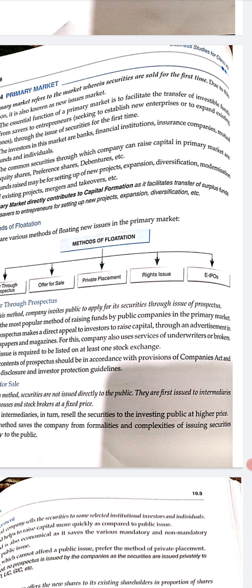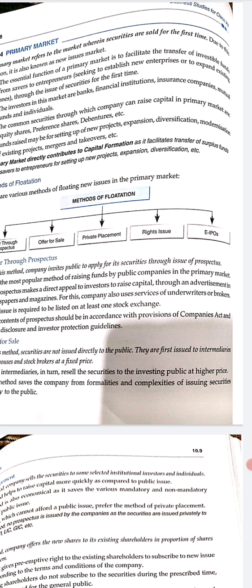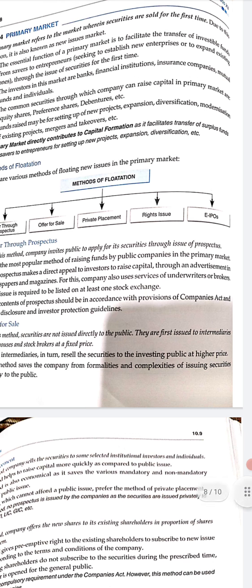The essential function of primary market is to facilitate the transfer of investable funds from savers to entrepreneurs seeking to establish new enterprises or to expand existing ones. The investors in this market are banks, financial institutions, insurance companies, and individuals. The common securities through which the company can raise capital in primary market are equity shares, preference shares, debentures, etc. Funds raised may be for setting up new projects, expansion, diversification, modernization, etc. Primary market directly contributes to capital formation.